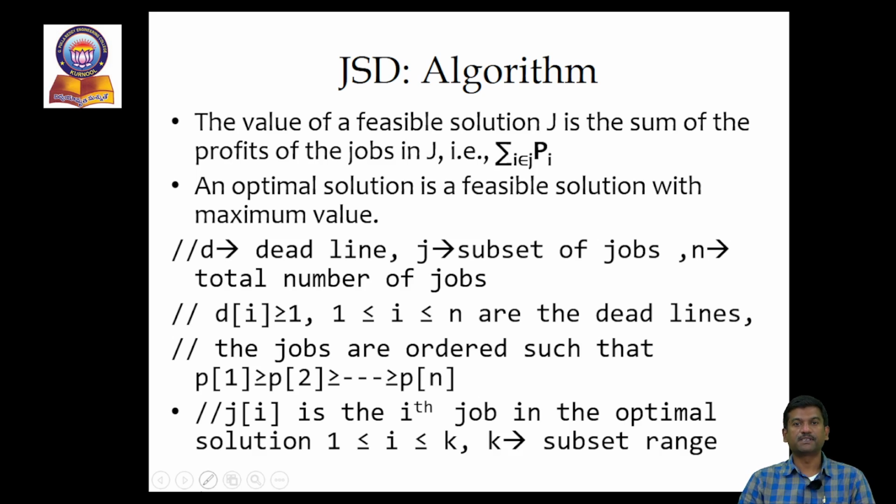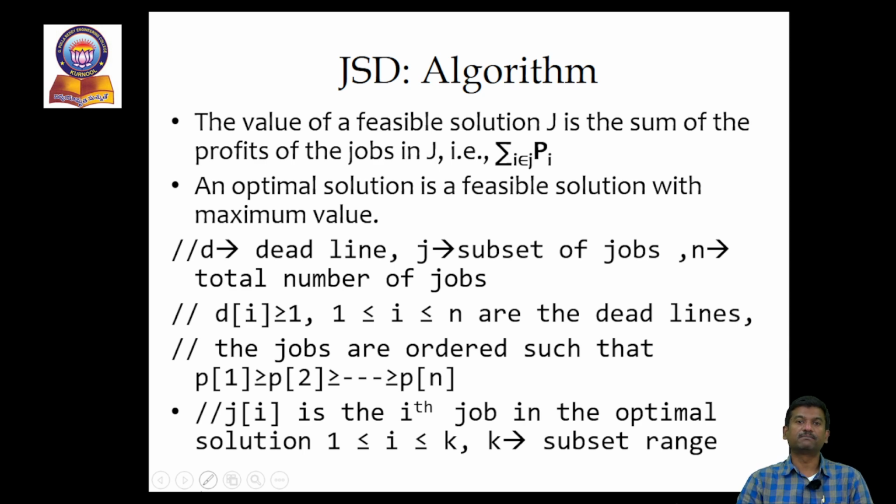Like in your previous example, there are 3 feasible solutions that we have seen with profits around 30, and similarly 50, and similarly 60. 60 is the optimal, whereas 30, 50 and 60 are the feasible solutions. Out of these feasible solutions, whichever is the maximum one, that is the optimal solution.